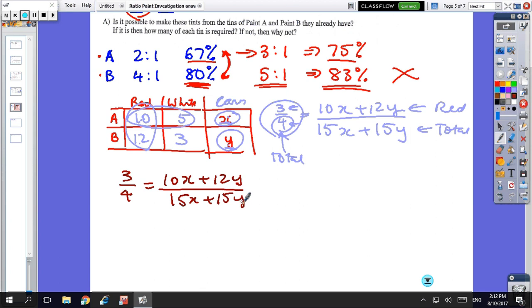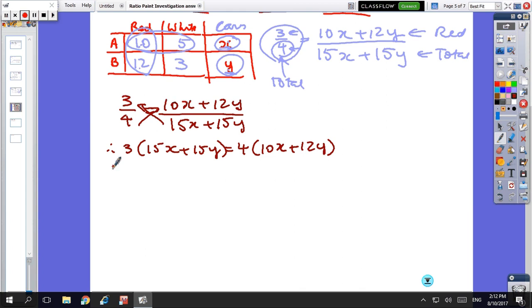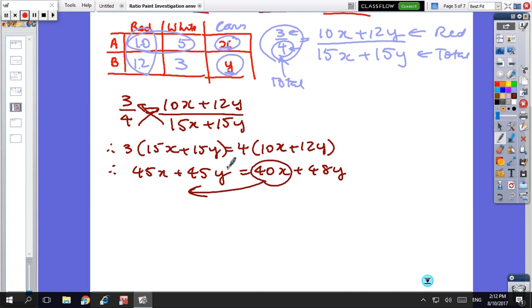With an equation, we need to get the fractions off so we can cross multiply. So I've got 3 times (15x plus 15y) equals 4 lots of (10x plus 12y). Expand out the brackets, so we've got 45x plus 45y equals 40x plus 48y. Now I'm going to bring the x's to one side and the y's to the other, and so I have 5x equals 3y.